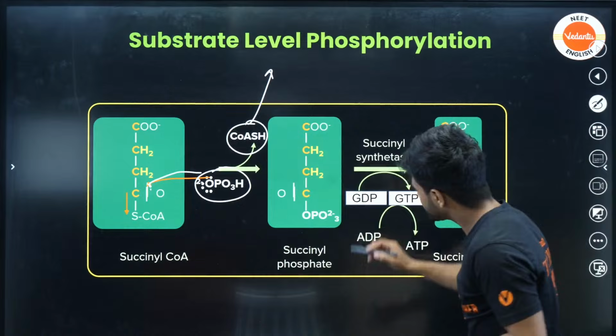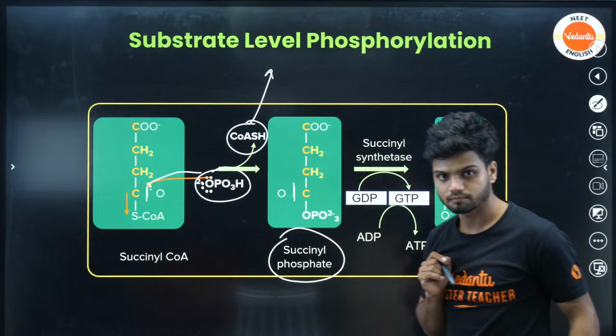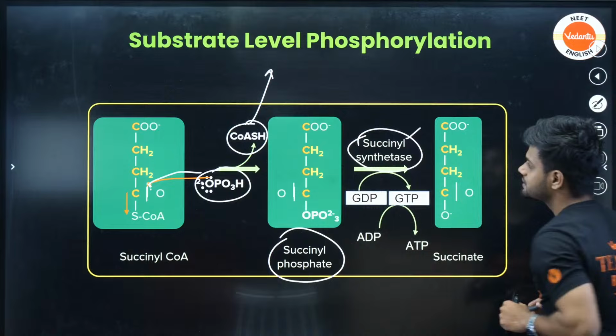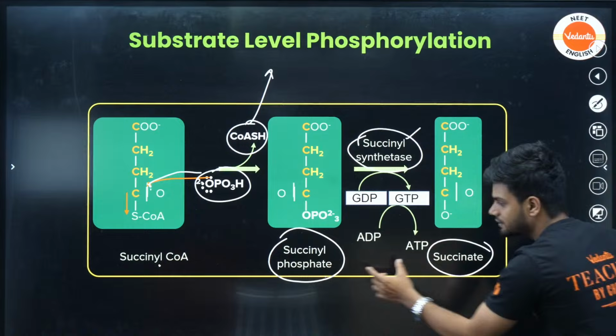Yes. When the phosphate attaches to succinyl coenzyme A, we get an intermediate step called succinyl phosphate. Now from this succinyl phosphate, with the help of succinyl synthase, it gets converted to succinate. Students, remember, from succinyl coenzyme A to succinate, there is an intermediate step called succinyl phosphate.